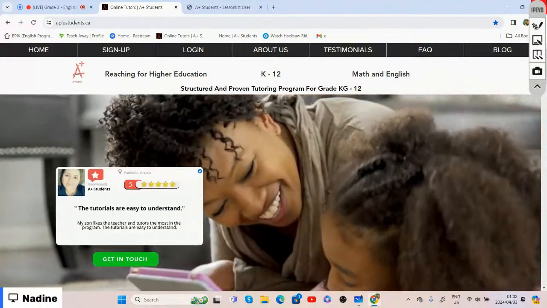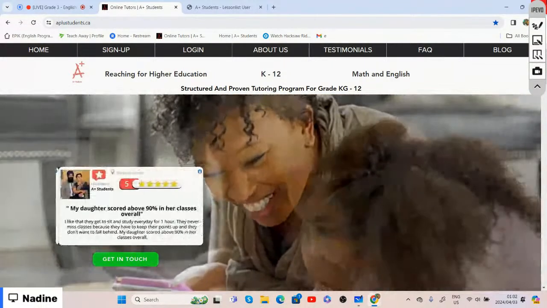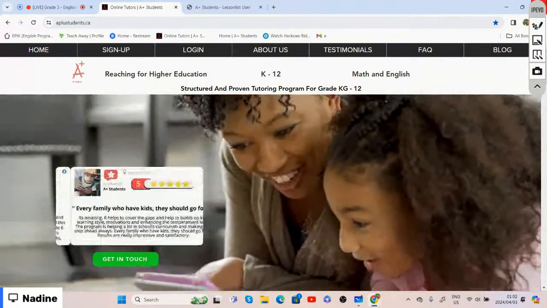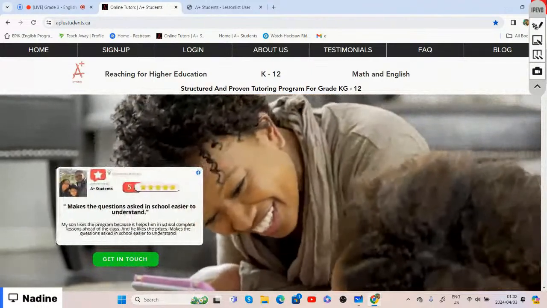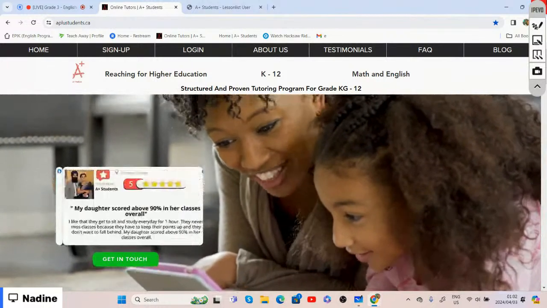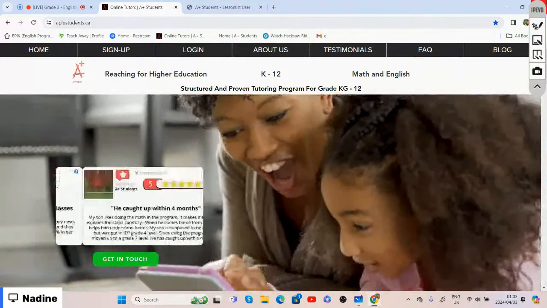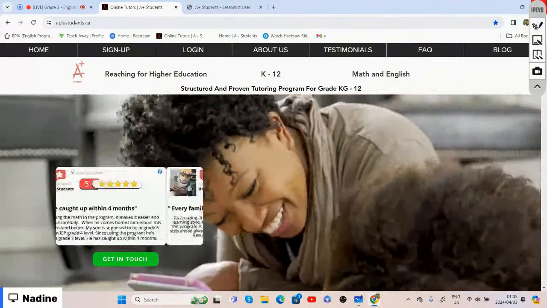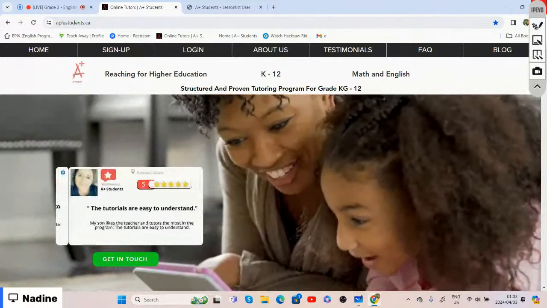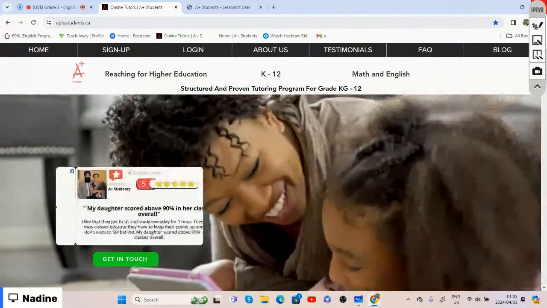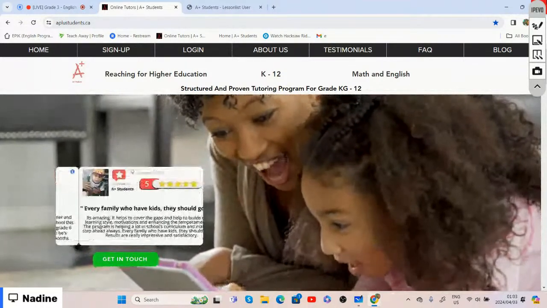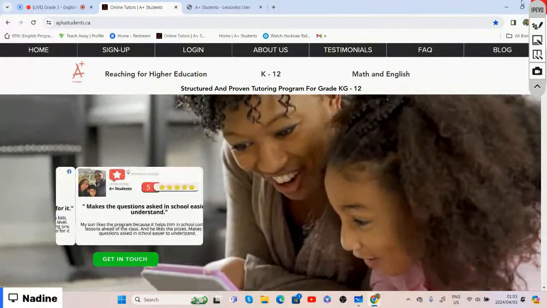Once you've logged on to aplusstudents.ca with our username as well as our password, we can select the subject of language arts, grade 3, and then we can scroll down until we get to the chapter of abbreviations.